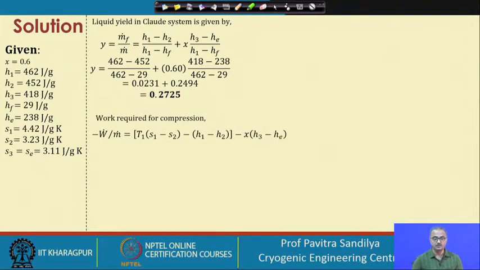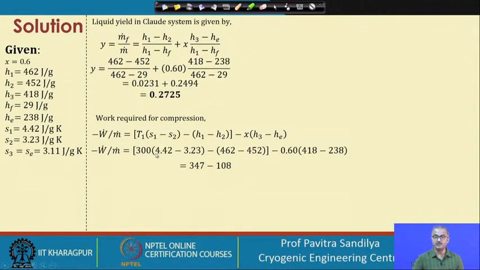On the other hand, if you look at the work of compression, because we are using the work from the expander, it reduces the overall work requirement of the compressor. If we do not use this work, then we will find the work is the same as that for the simple Linde-Hampson. Again, plugging in the values, we find the work done per unit mass of the gas being processed.